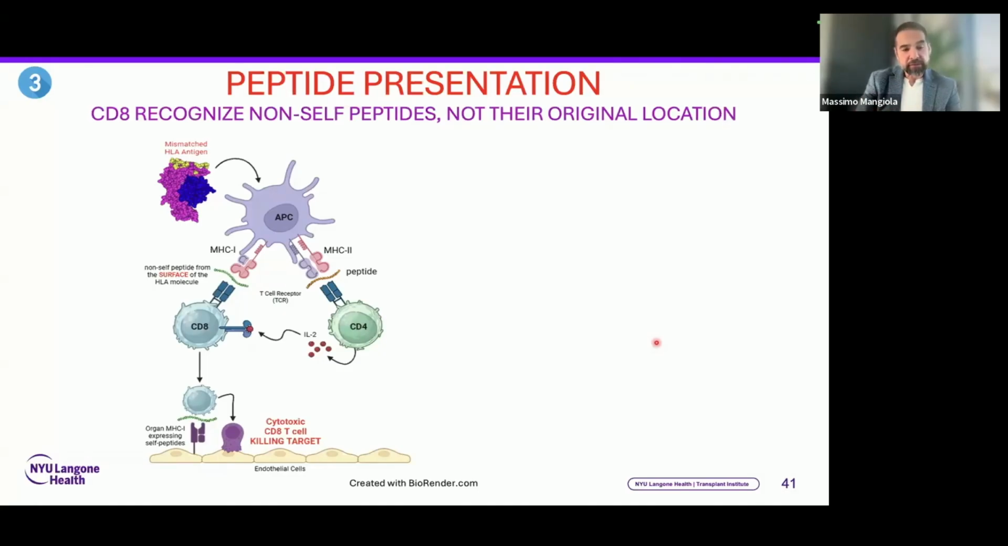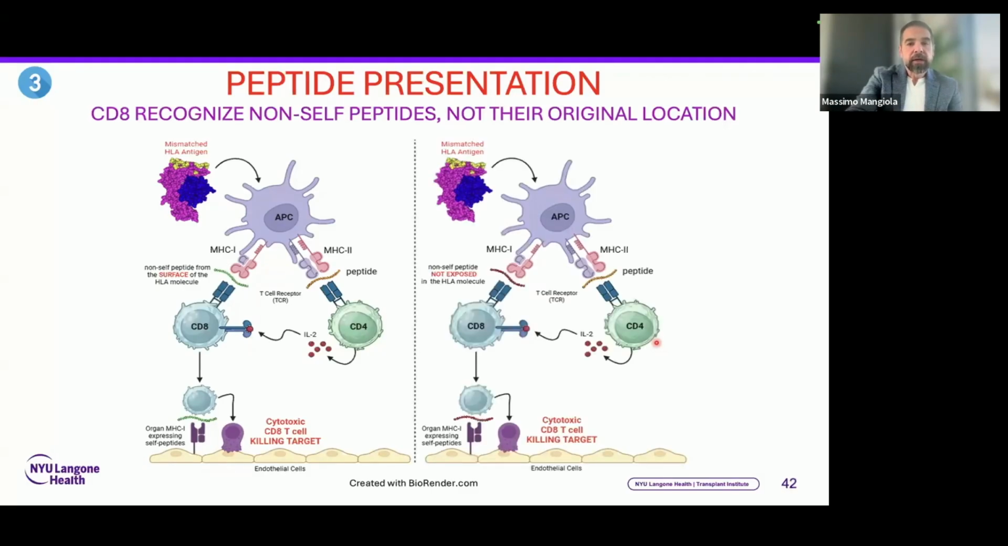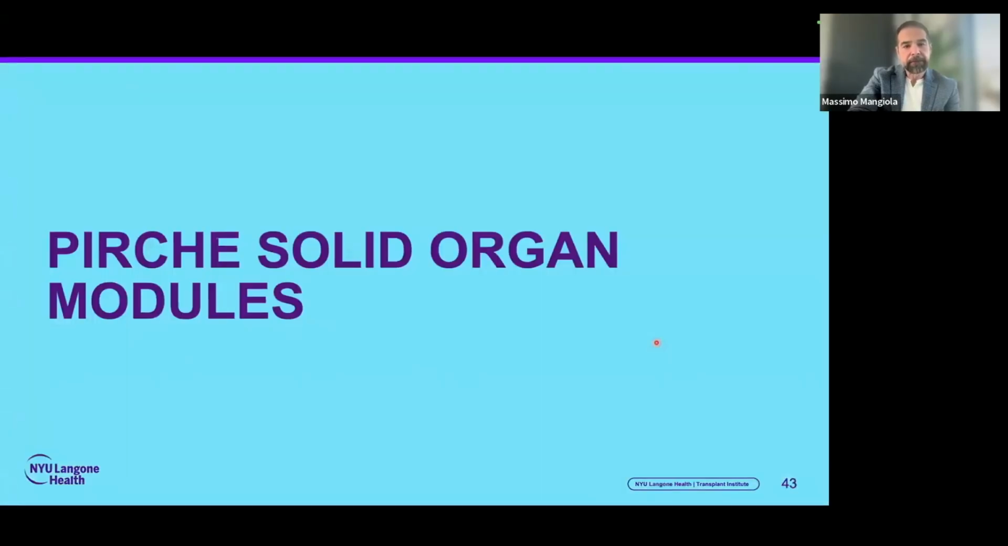If the activated T cells recognize that peptide, it will be sent into killing. Here is a cartoon of a CD8 T cell that is activated by a peptide that was not exposed on the cell surface on the molecule. When this activated CD8 goes to the organ and sees the peptide in the MHC expressed by the organ and recognizes that peptide as non-self, it will be sent into killing. So there is absolutely no difference as to where the peptide is.